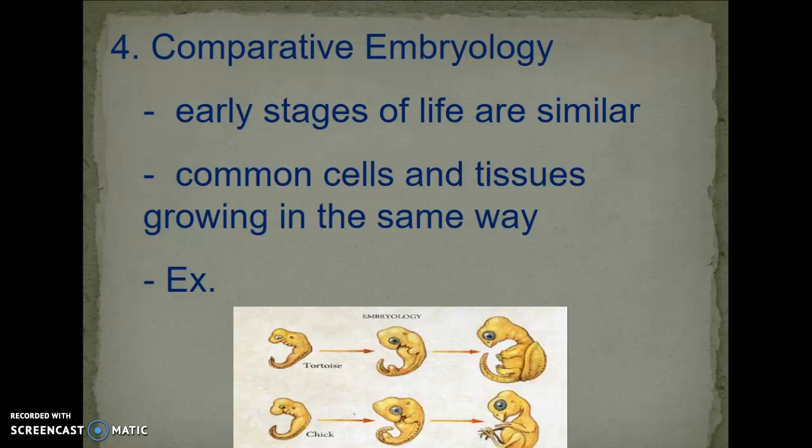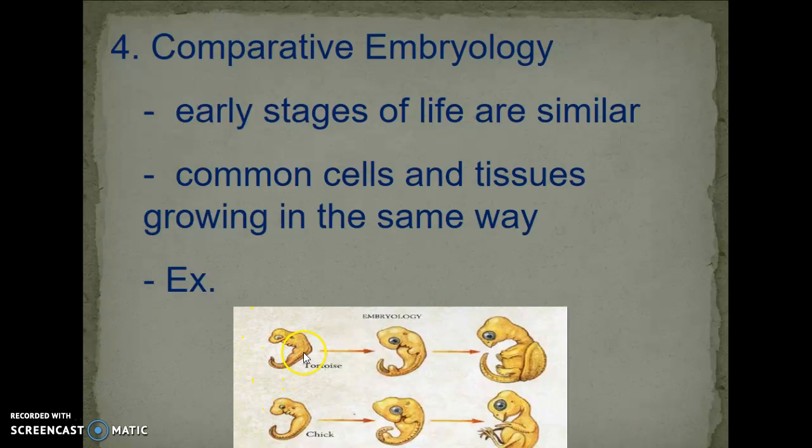But you should have just got done watching a video about comparative anatomy, specifically vestigial organs, as a line of evidence to support Darwin's theory of evolution. The fourth line of evidence that we can use is called comparative embryology, where scientists compare the embryological stages of different species of organisms. What scientists have discovered is that early stages of life are very similar. There are common cells and tissues growing in the same way.